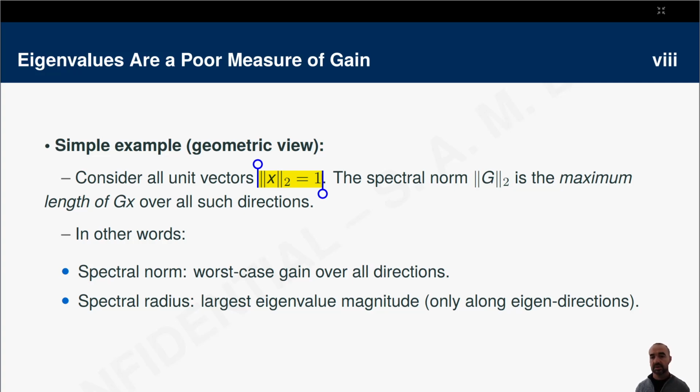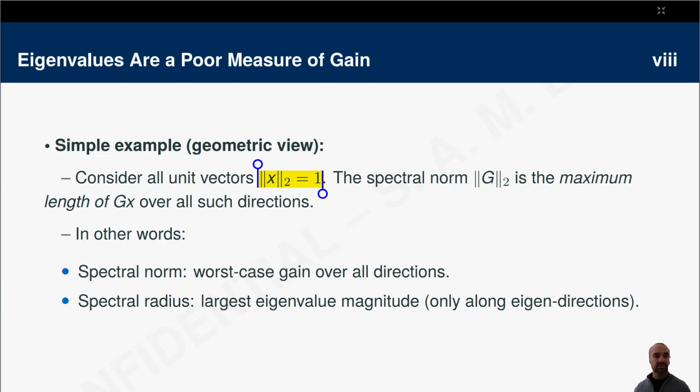Eigenvalues describe asymptotic behavior. Singular values describe instantaneous gain. A spectral radius predicts stability. A spectral norm measures gain. So one talks about gain, the other one talks about stability, and confusing the two leads to serious design errors when it comes to designing your control system.